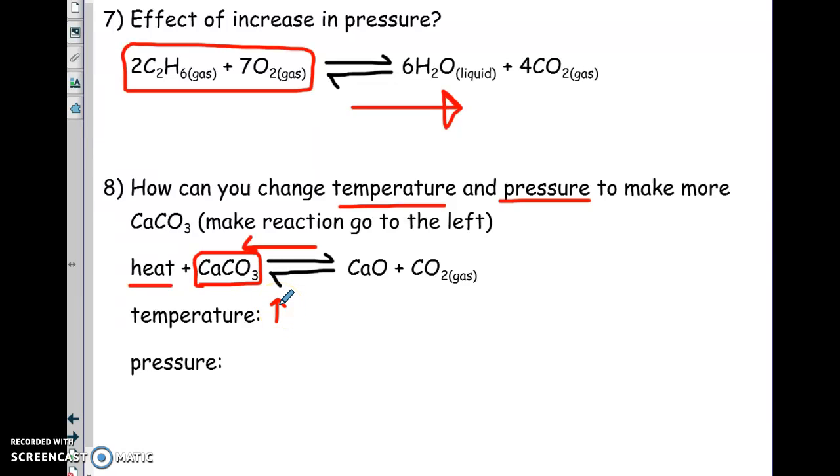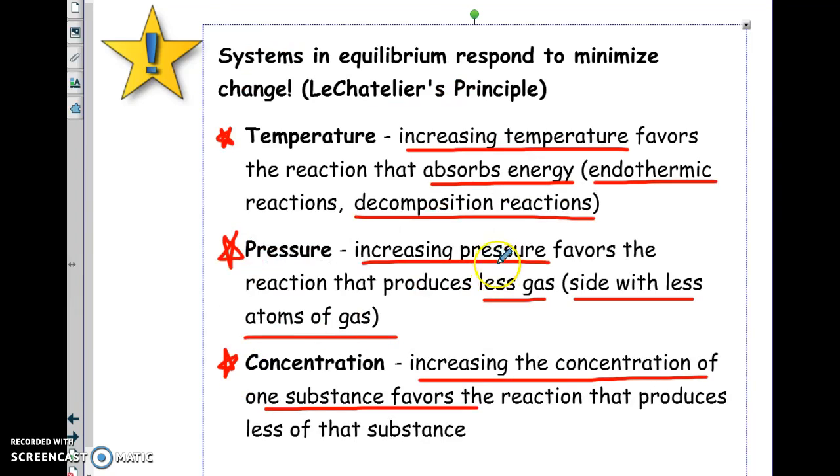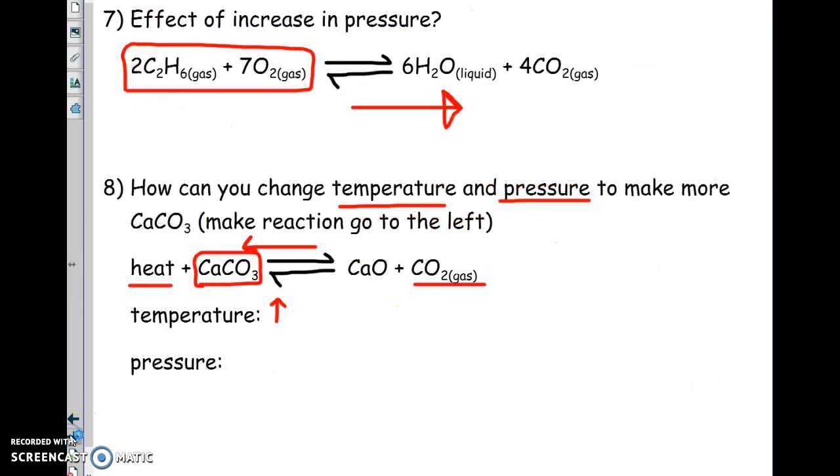Let's take a look at pressure. On this side, there are no gases. On this side, I have carbon dioxide gas. So we know this side of the equation has more gas than this side does. Looking back at our rules, increasing pressure favors the reaction that produces less gas. So this side has less gas in it, so I'm also going to increase my pressure, which is going to make this reaction go more to the left, which is going to make more of the calcium carbonate product because there are no atoms of gas on this side compared to this side.